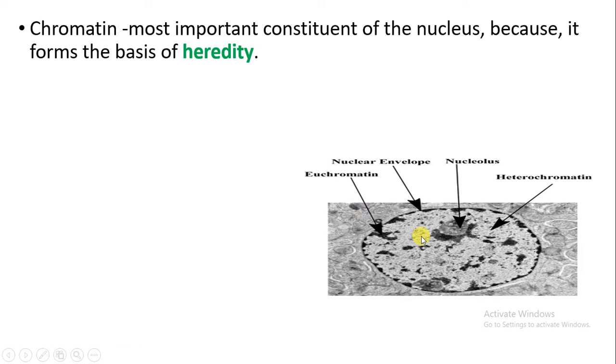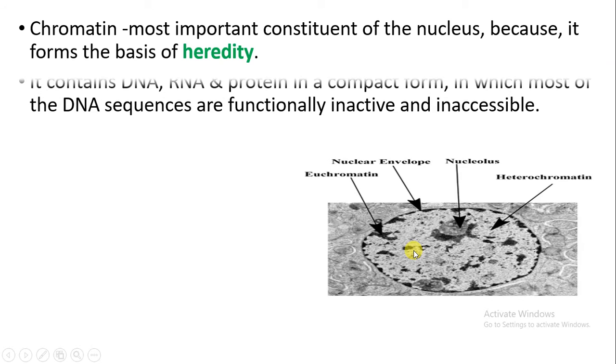Further, when we talk about chromatin, it is the most important part of the nucleus because all the information present in the DNA in the chromatin form is what is going to transfer from one generation to the next generation. So the function of chromatin is seen in heredity. The chromatin contains DNA, it contains RNA and it also contains protein.